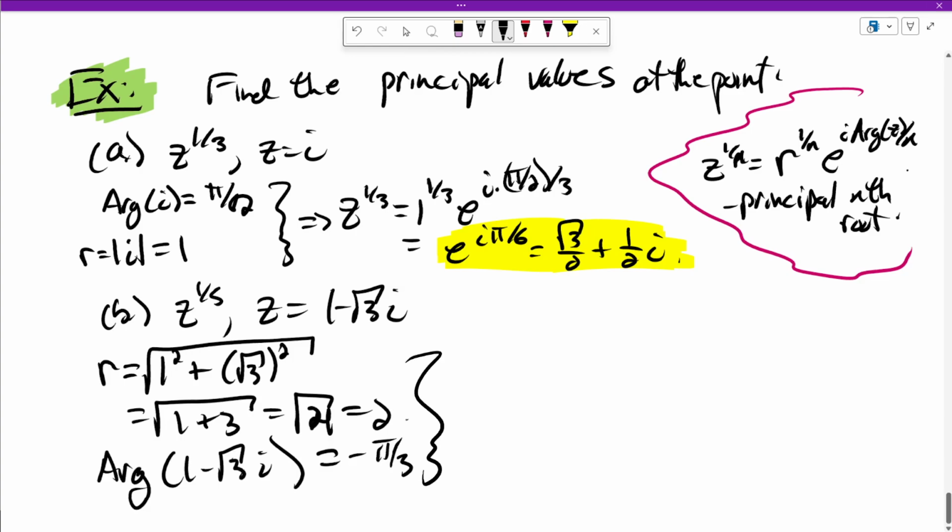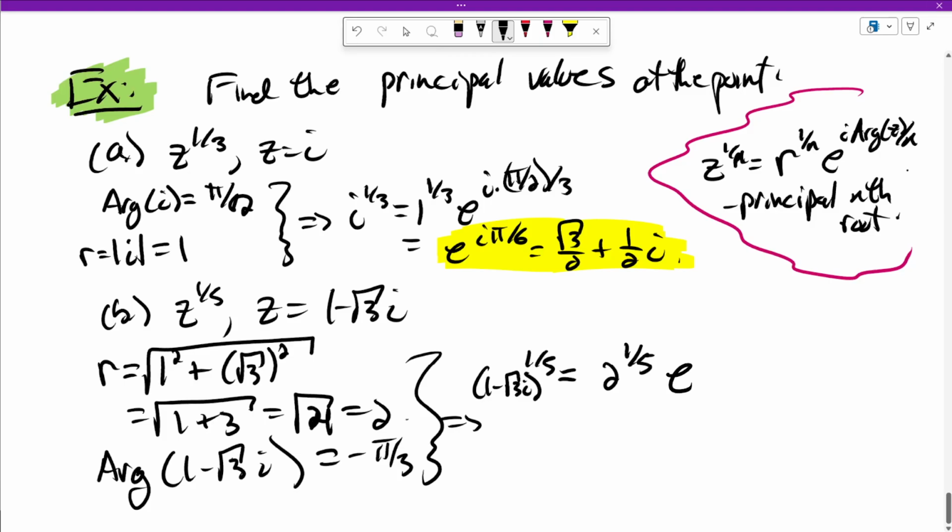Okay, so from this, we then know that the principal fifth root of 1 minus root 3 i is going to be, in fact, I don't even like that I've written this. Hang on, let me put an i here. And then here, instead of a z, I'm going to put a 1 minus root 3 i. We take the radius parameter to the 1/5 power. 2 to the 1/5 is a small number.